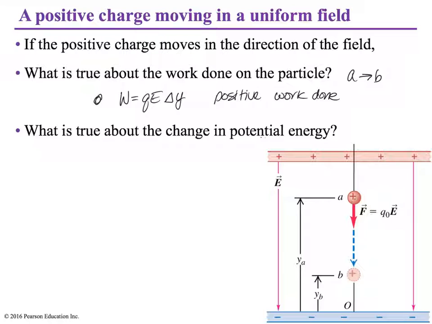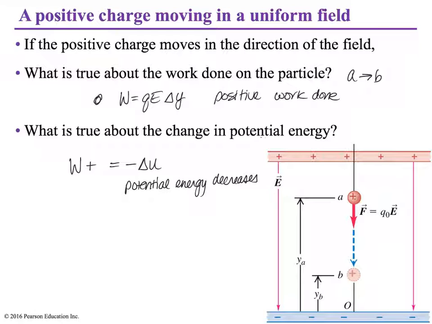The other thing that we can see is that because the work is positive, we know that this equals minus the change in potential energy. And so the potential energy decreases. If you think about it, this is just like a ball rolling down the hill. The ball goes down the hill because the force of gravity pulls the ball down the hill. And notice also it goes to a lower potential energy.